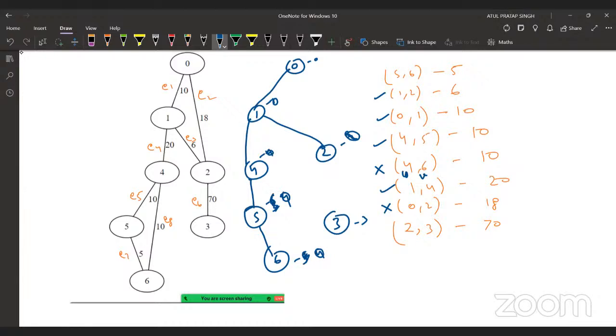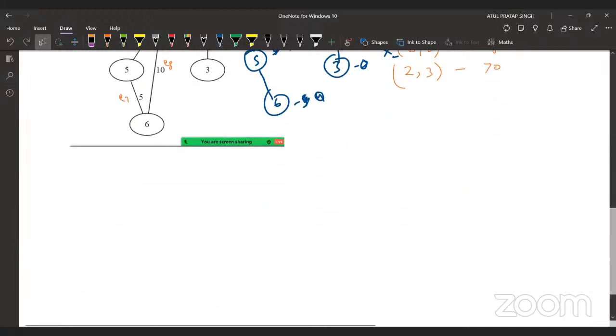Now next is 0 to 2. Both contain 0, which means we cannot add this edge. And 2 to 3: 2 is 0 and 3 is 3, so we can add this and then update the value to 0. So this is the process of implementing this traversal algorithm.